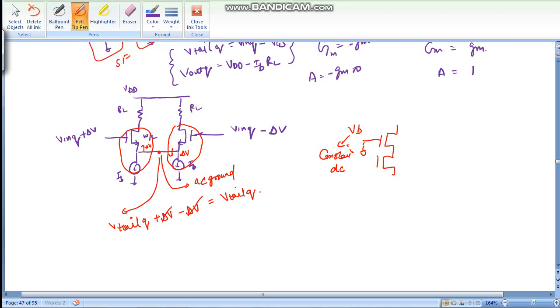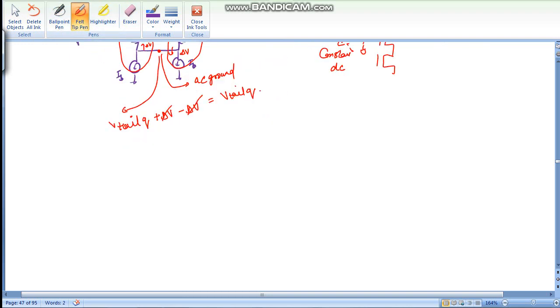So now for a differential case, the circuit reduced to this circuit. So now this is V in.